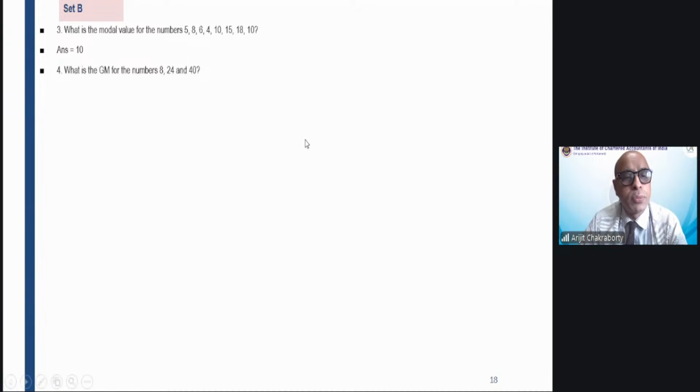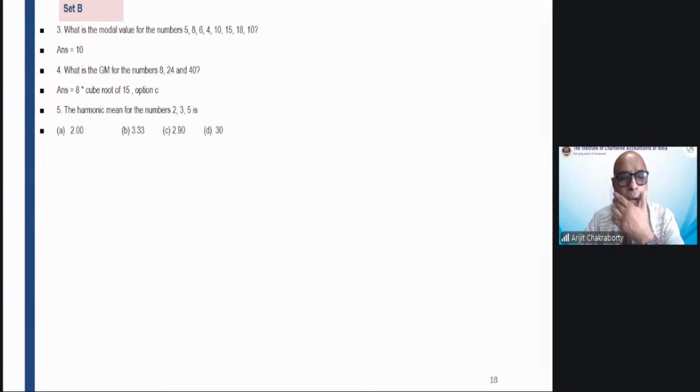Question number 4, what is the geometric mean of 8, 24 and 40? So we need to find the cube root, and of course GM for the numbers 8, 24 and 40. So 8 into 24 into 40, we get the cube root, and accordingly you can compute the answer.